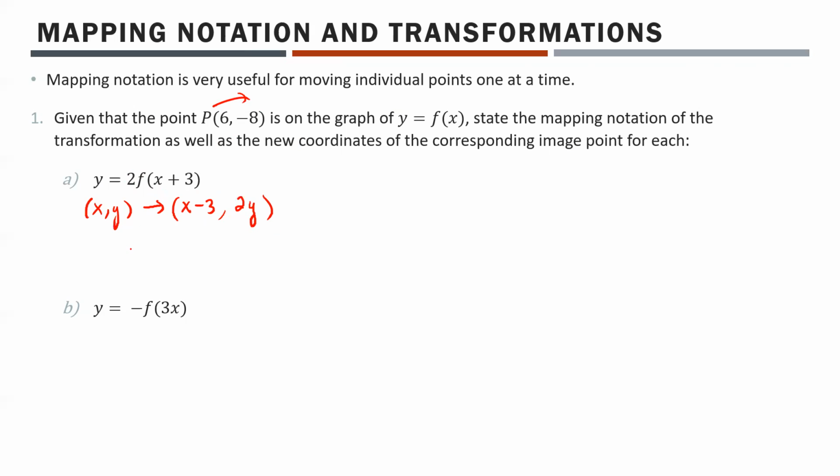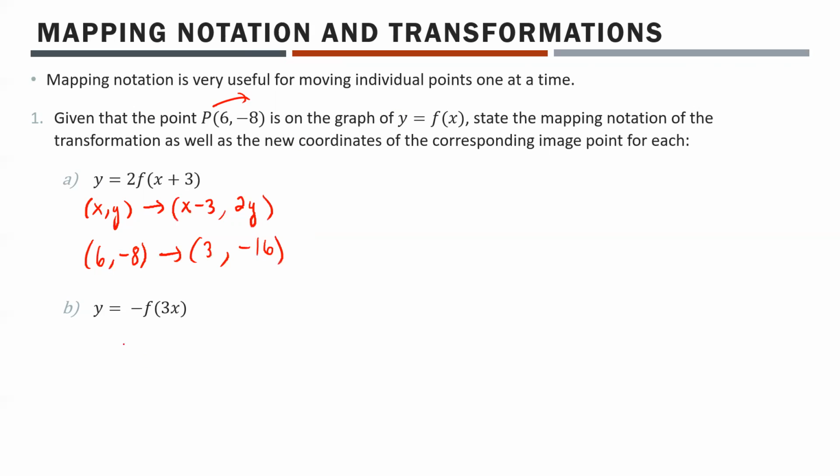If we're going to move our point 6, negative 8, watch how nice this is now. We have 6, negative 8. Just apply your mapping notation to it. X minus 3, so 6 minus 3 is 3. 2 times y, 2 times negative 8, well, that's negative 16. Awesome, right? We moved a point. Now let's try this next one.